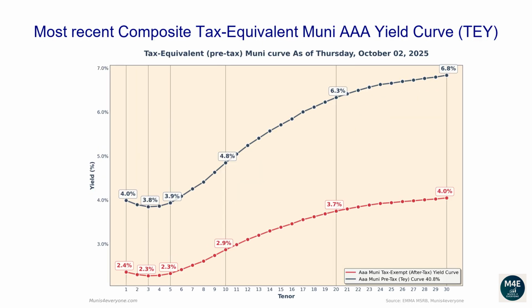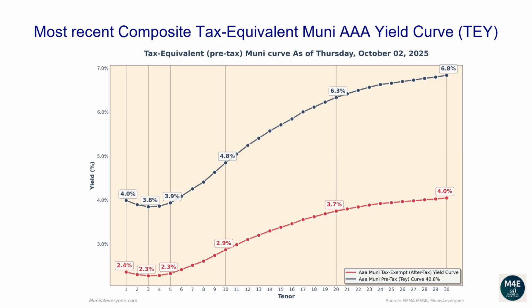Let's now go over the most recent composite tax-equivalent Muni AAA yield curve. The following graph shows, in red the tax-exempt after-tax Muni yield curve, versus in blue its tax-equivalent pre-tax version assuming a 40.8% top tax bracket, as of October 2, 2025. Why would you care to see the tax-equivalent version of the Muni yield curve? More on this later. Let's first go over the pre-tax, aka tax-equivalent yield curve.